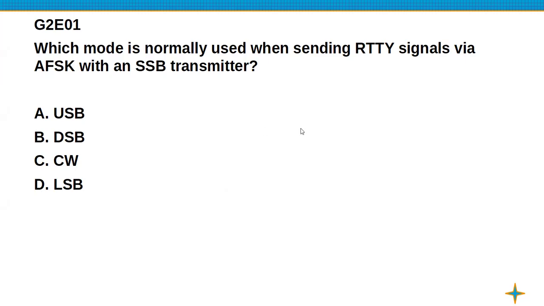Okay, which mode is normally used when sending RTTY via AFSK with an SSB transmitter? I think I misspoke before. I said RTTY was FSK. It's AFSK. Delta. I think I said it was PSK. It's not. So anyway, which mode?